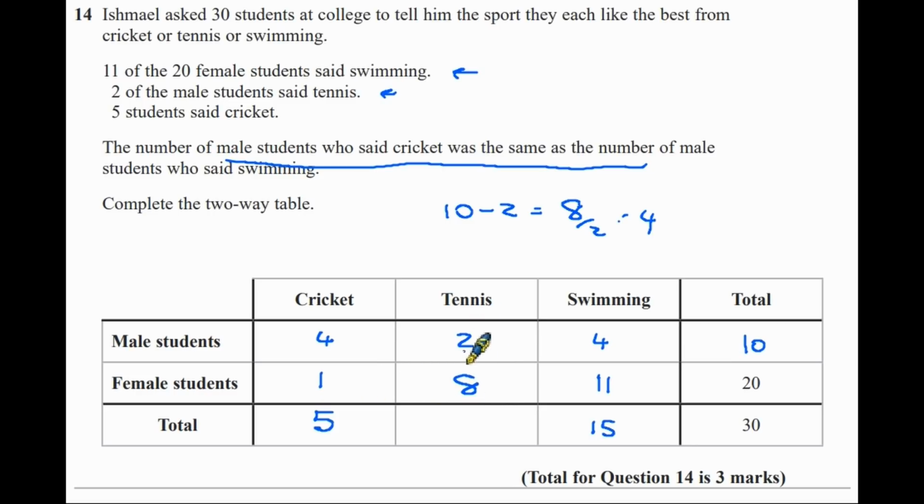It's now simply a matter of adding the 2 and the 8 for the male and females who prefer tennis, and that gives us 10 students. A nice little check is to add now the total of students. We have 5 plus 10 is 15, plus 15 equals 30, so everything adds up vertically and horizontally.